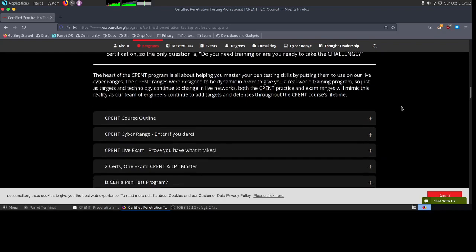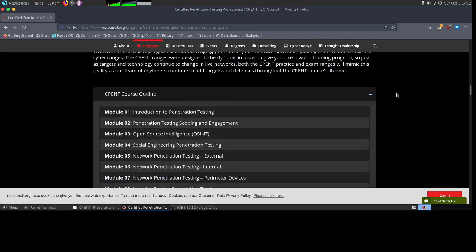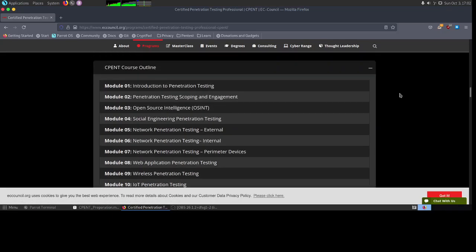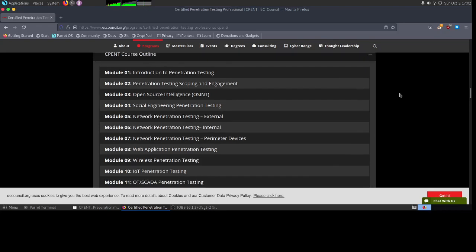Now there are 14 modules in this, starting from introduction to penetration testing, then OSINT and the regular stuff. But basically you will see that network testing itself is divided into external and internal, and then you have a module for perimeter devices as well.